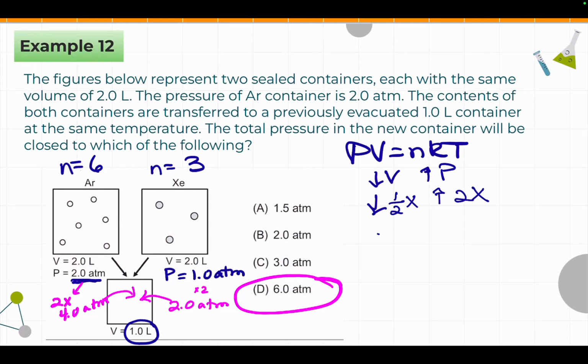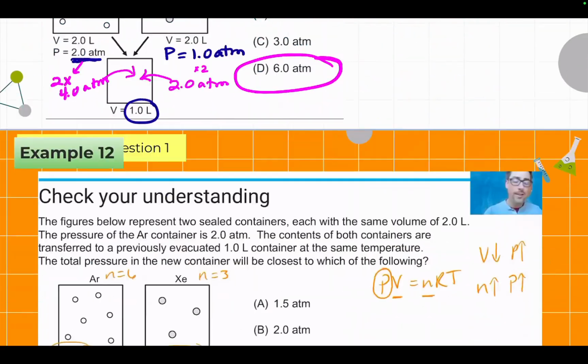So I have to look at the variable and then how does it change? I know that as the volume went down, the pressure goes up. If the volume goes down by half, the pressure goes up by 2. If the volume goes down by 1/3, the pressure goes up by 3, sorry. Okay, let's keep going.